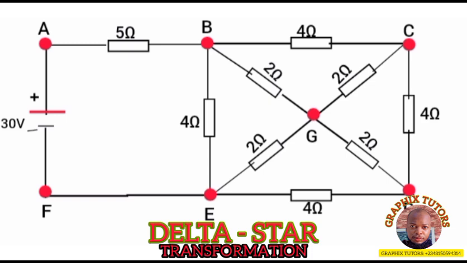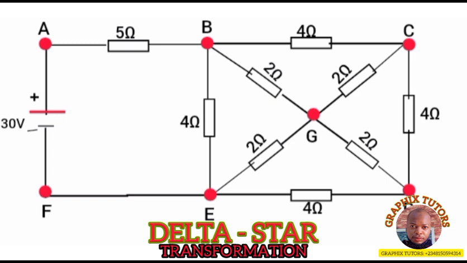But I have a breakthrough here. How? Whenever you have three resistors connected end to end, you see that the resistors are in what? In delta. But when these resistors have a common point where they meet, you say that the resistors are in star. So this is telling me that in this particular circuit, the resistors are connected in delta.